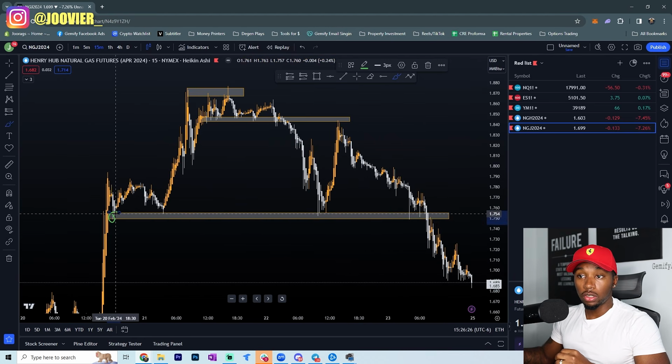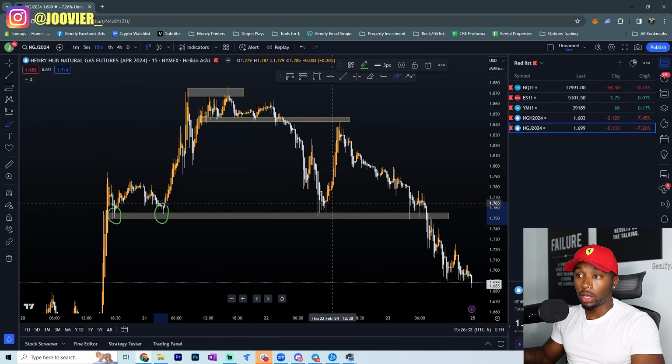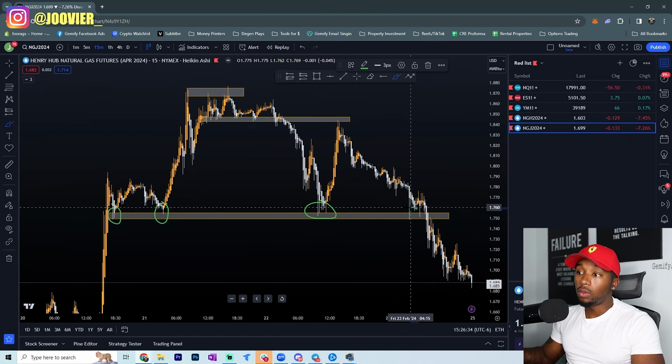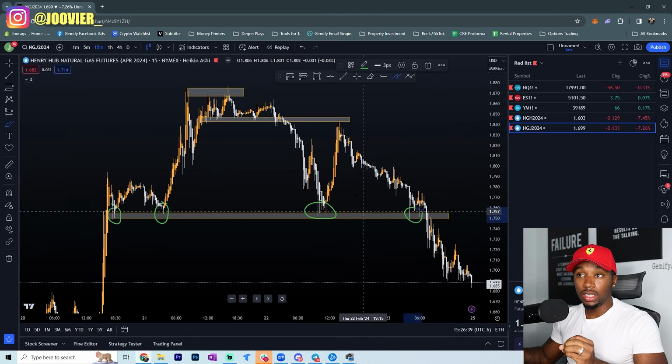This is where we would have drawn our support zone when we first touched it. We could have entered the trade right here. Could have entered the trade right here. We also potentially could have entered the trade right here to catch a small move to the upside. This is a support zone.